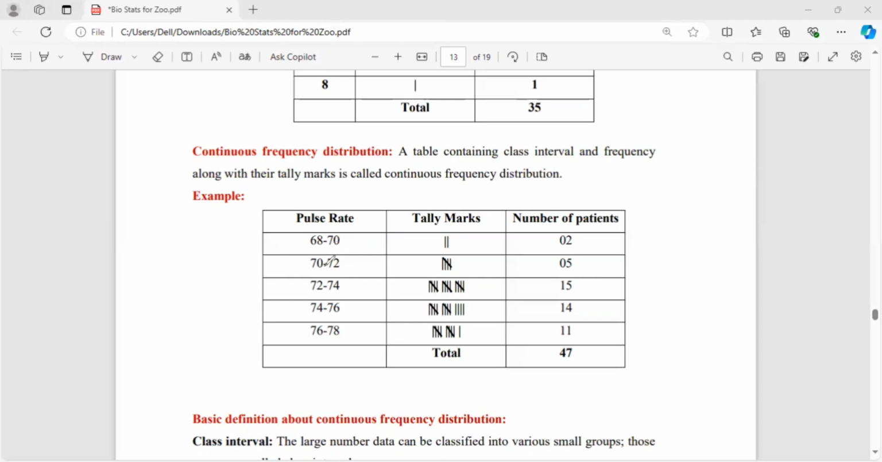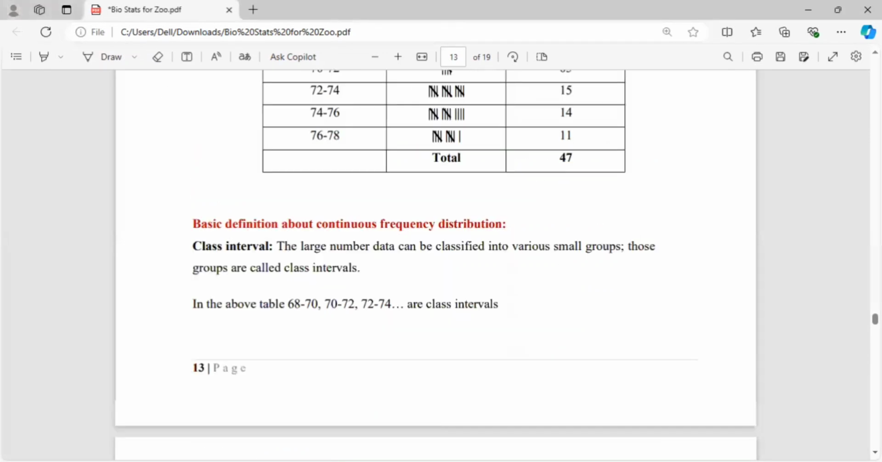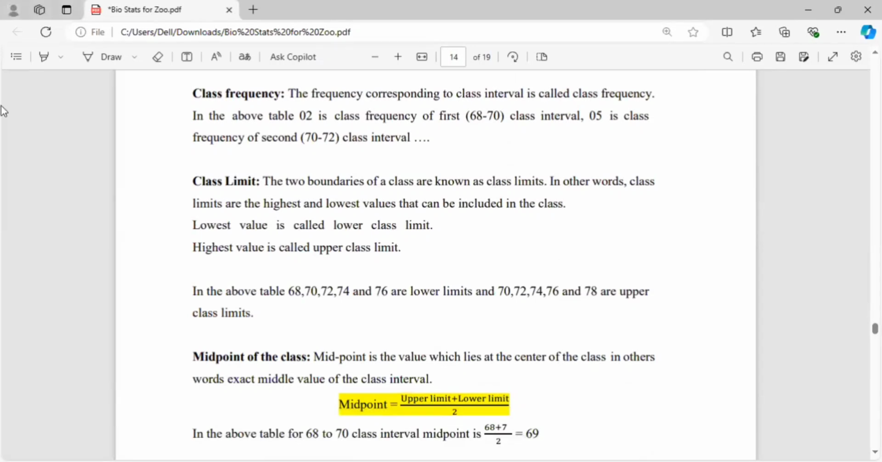For the second class interval, 70 to 72, 70 is the lower limit and 72 is the upper limit. Next, 72 is the lower limit and 74 is the upper limit. Likewise, class limit is nothing but the two boundaries of class intervals. In other words, class limits are the highest and lowest values that can be included in the class. The lowest value is called the lower class limit, and the highest value is called the upper class limit.